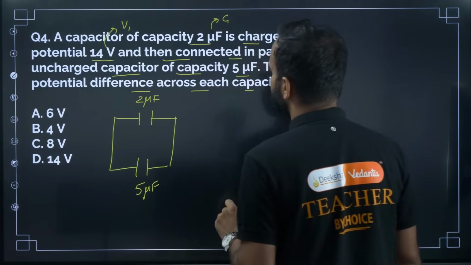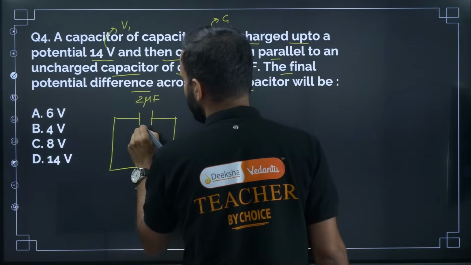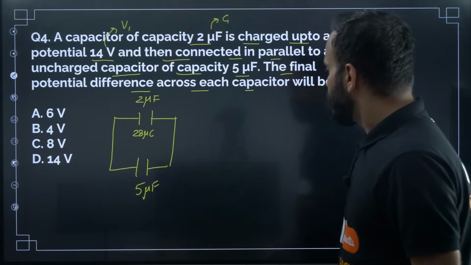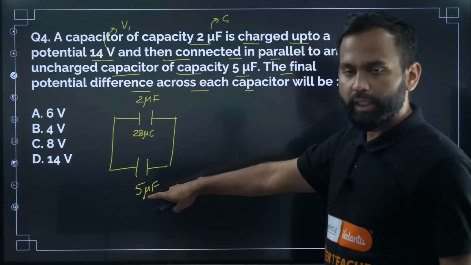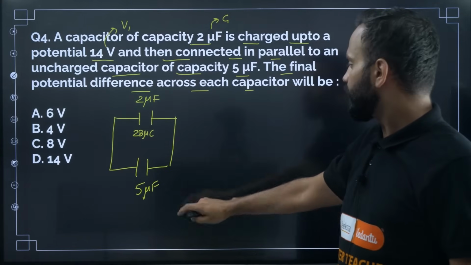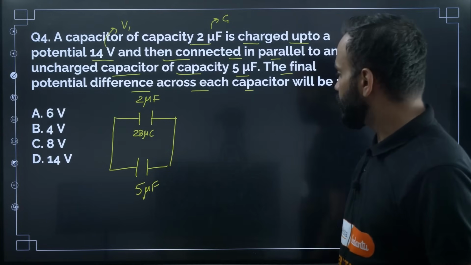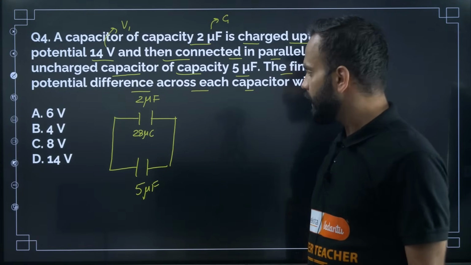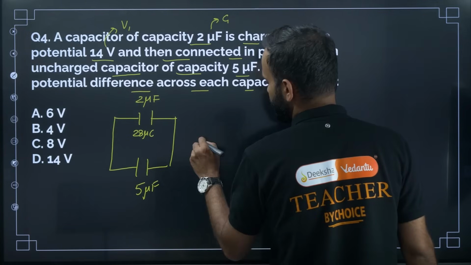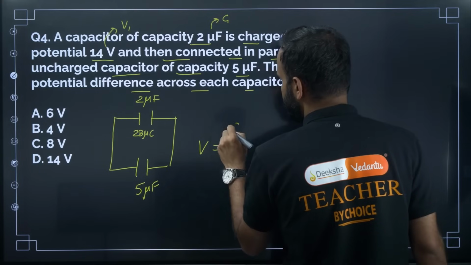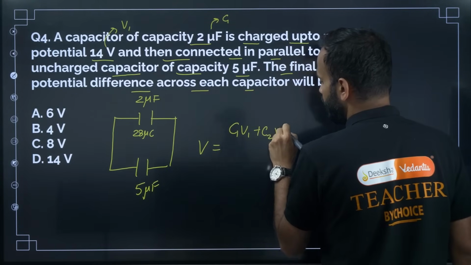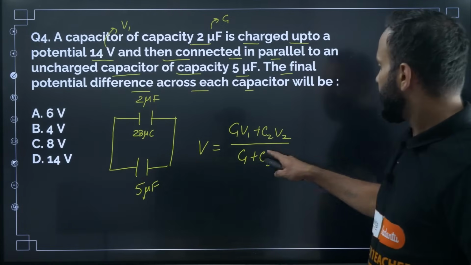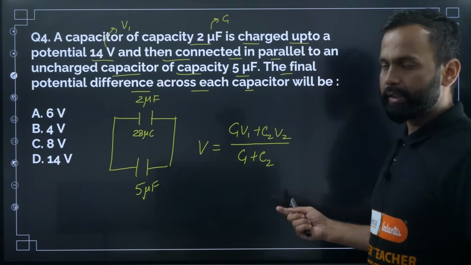What is the charge on the 2 microfarad capacitor? 2 into 14, 28 microcoulomb, the initial charge on this capacitor. Now what happens if you connect the uncharged capacitor to a charged capacitor in parallel? The charge will start to flow to the other capacitor until their potentials become equal. So what is the common potential? The common potential V is equal to C1 V1 plus C2 V2 divided by C1 plus C2. Here the common potential is equal to net charge divided by net capacitance.